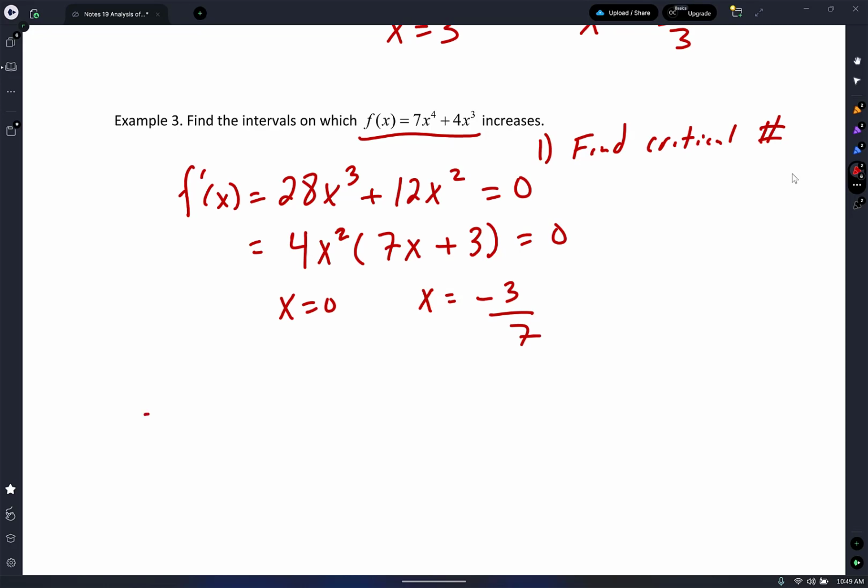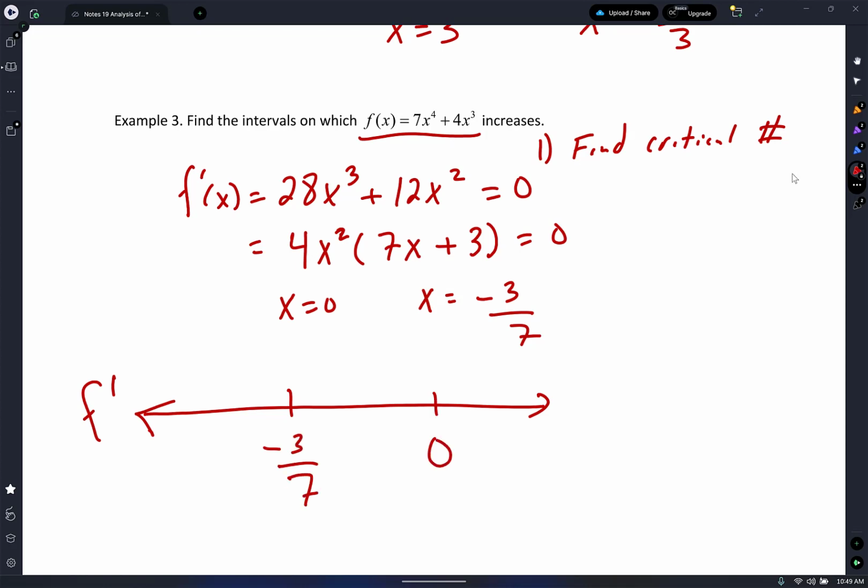I do a railroad track. I'm going to call this F prime. I'm going to put a tick mark at negative 3/7 and a tick mark at 0. I pick a number to the left of negative 3/7, any number. -1 or -10, whatever number you think is easiest. -1.